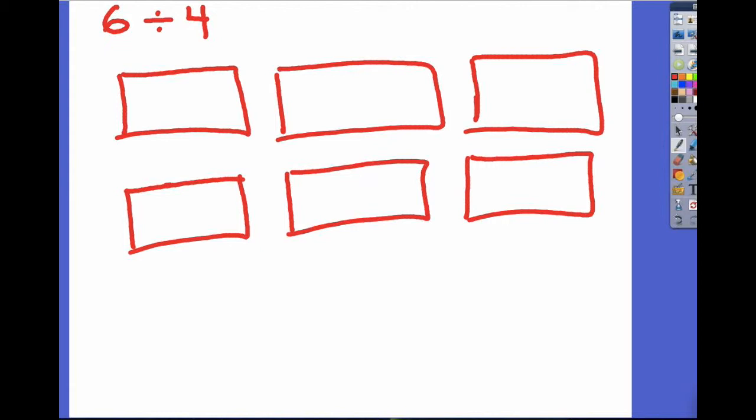Okay, so I started with 6 boxes, right? And as I was walking around, I noticed that everybody's dividing them correctly. Some of you are dividing them using different methods. That's fine, as long as you end up with 4 parts.